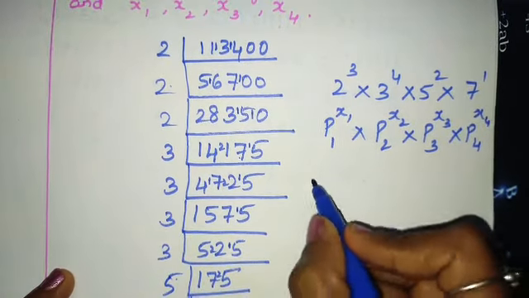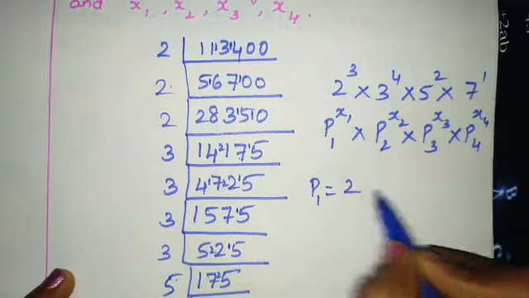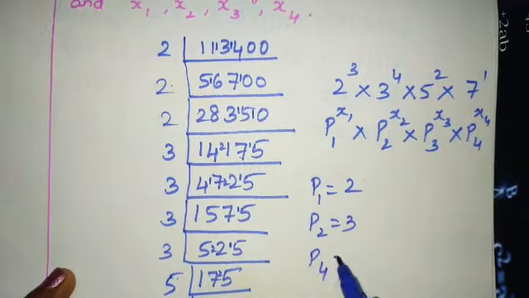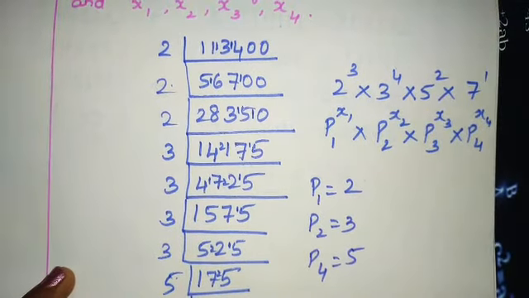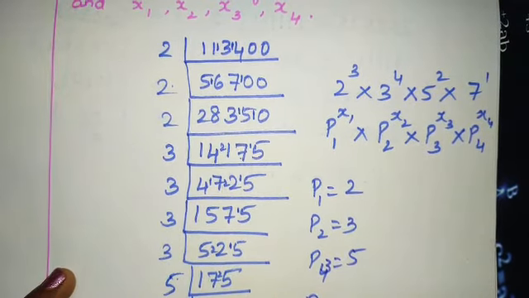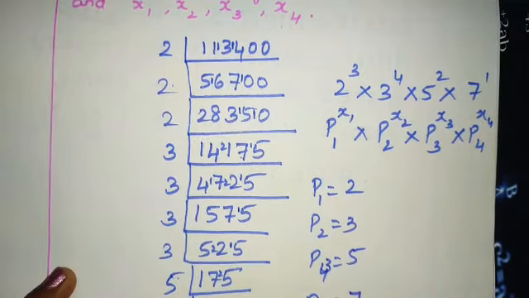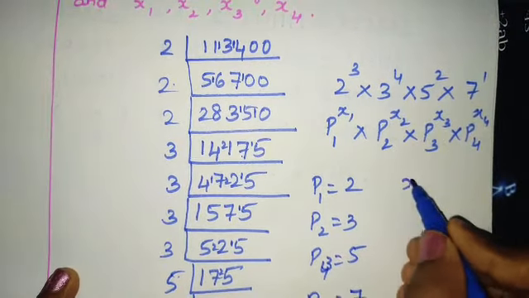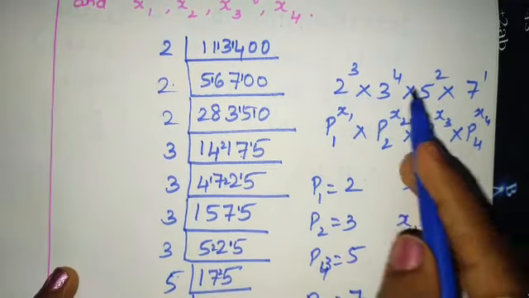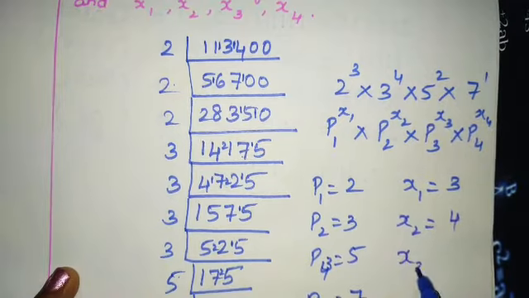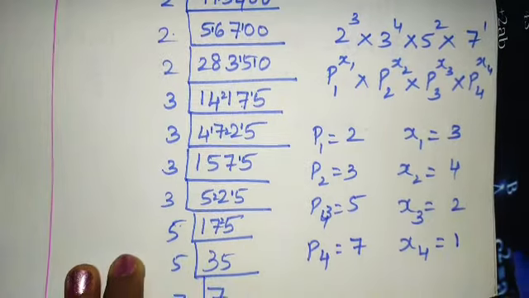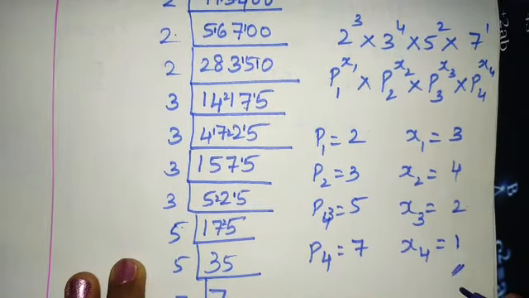Okay, so right there, p1 is equal to 2, p2 is equal to 3, p3 is equal to 5, p4 is equal to 7. Got it? So now x1 is equal to 3, x2 is equal to 4, x3 is equal to 2, x4 is equal to 1. Got it? So this is your answer.